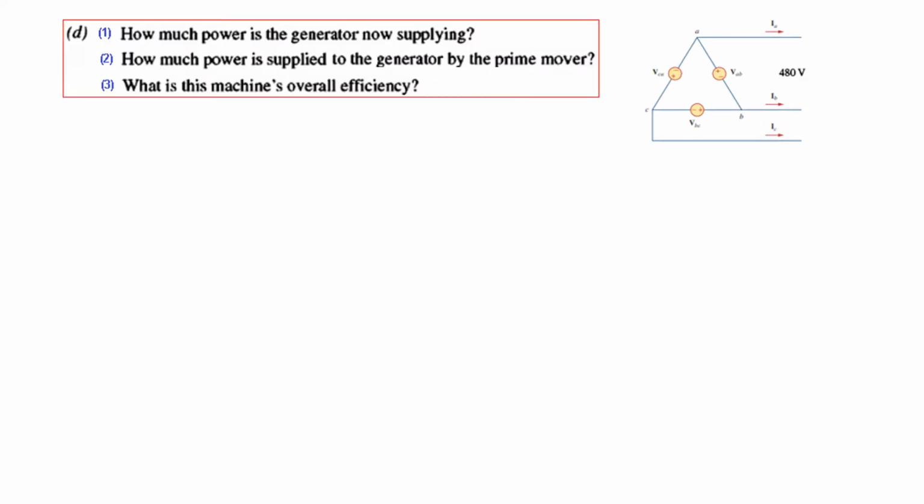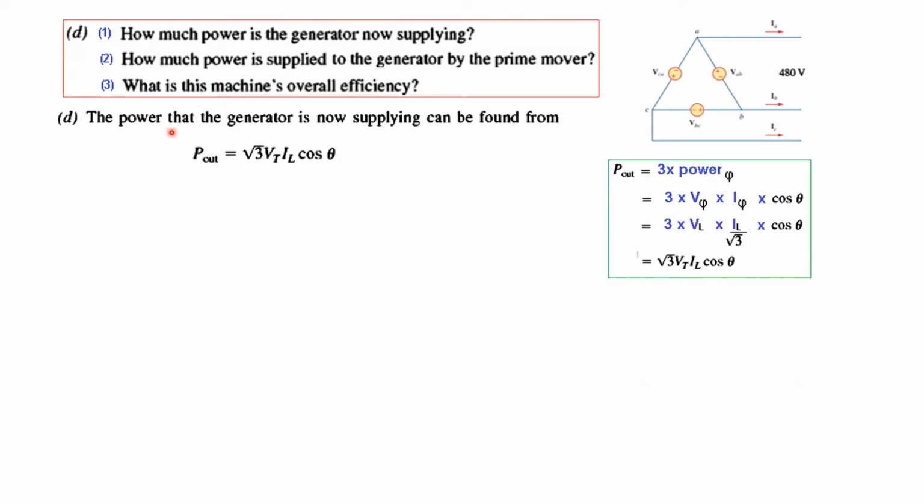Now part D has three parts. First of all, how much power is the generator now supplying, that means the output power. How much power is supplied to the generator by the prime mover, whether it is an engine or turbine, whatever is moving the generator, how much power is given to the generator. And finally, what is the machine's overall efficiency.